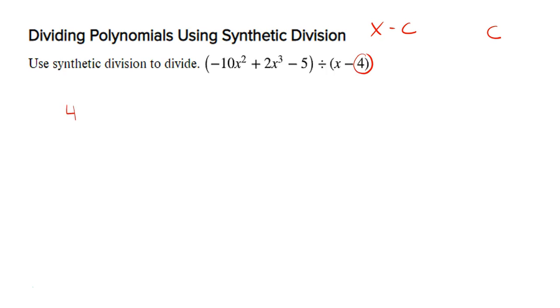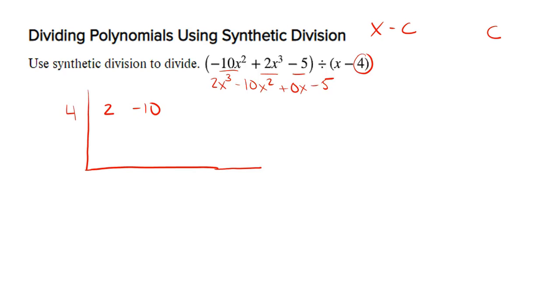What this means is we want to change this sign and basically pull this number out. We're going to take 4 and write it out here in front, and then just make ourselves a little box here. In this box, in each row, we're going to write the coefficients of our polynomial in descending order: 2x cubed minus 10x squared plus 0x minus 5, just like you would for another division problem. We just want the coefficients 2, negative 10, 0, and negative 5.